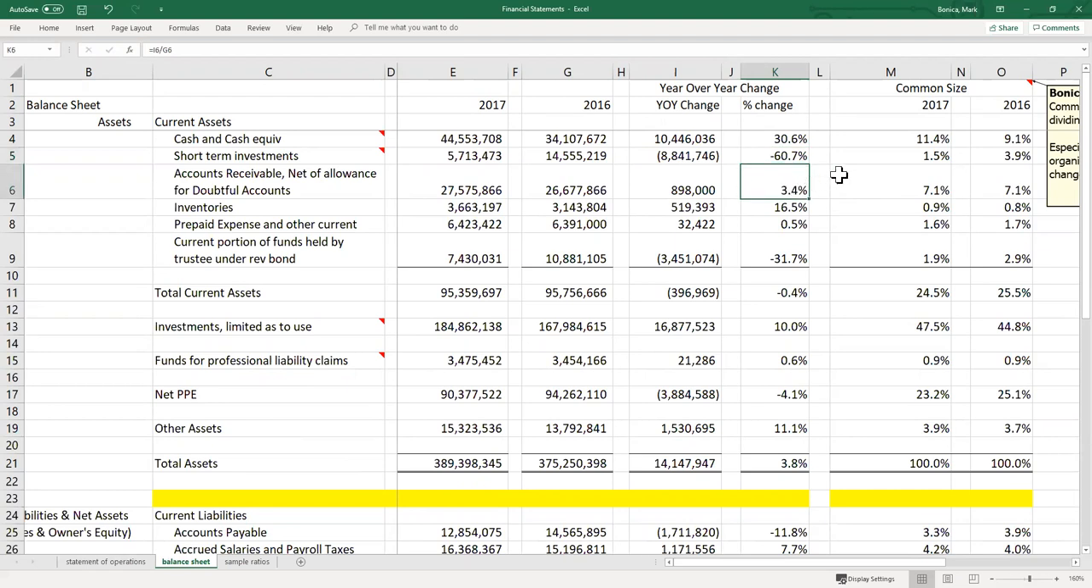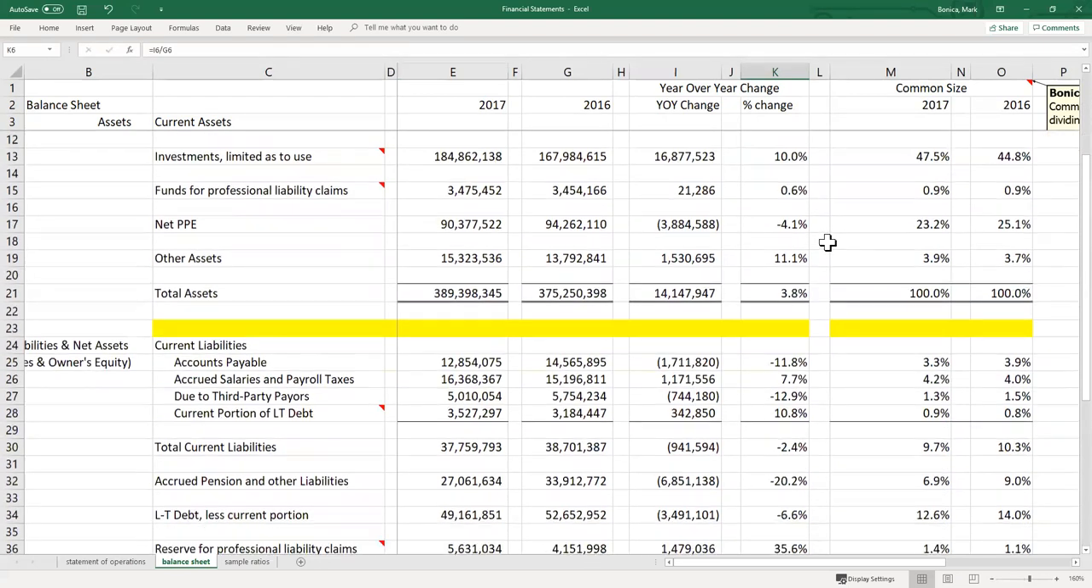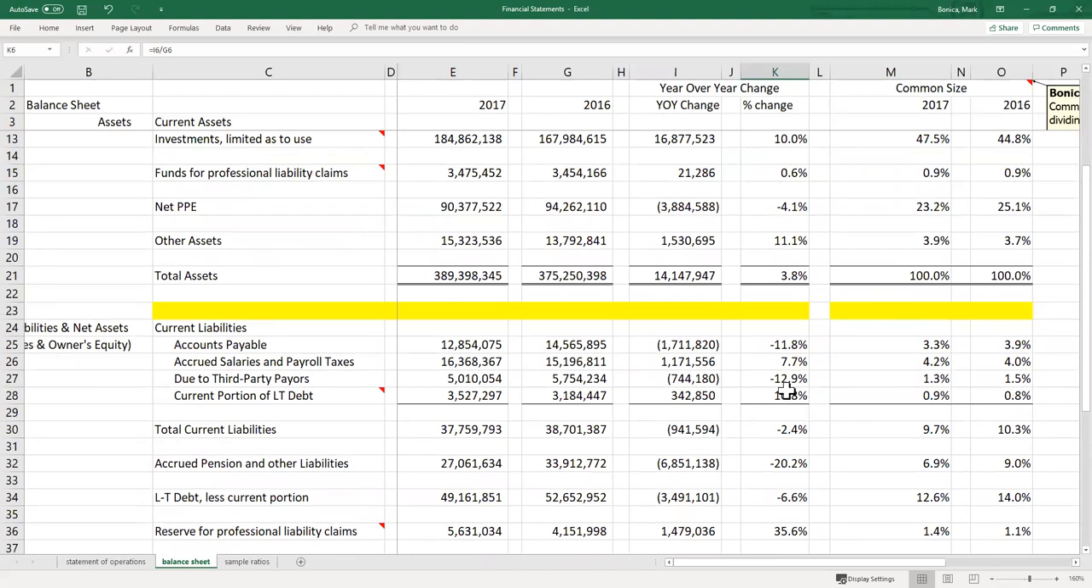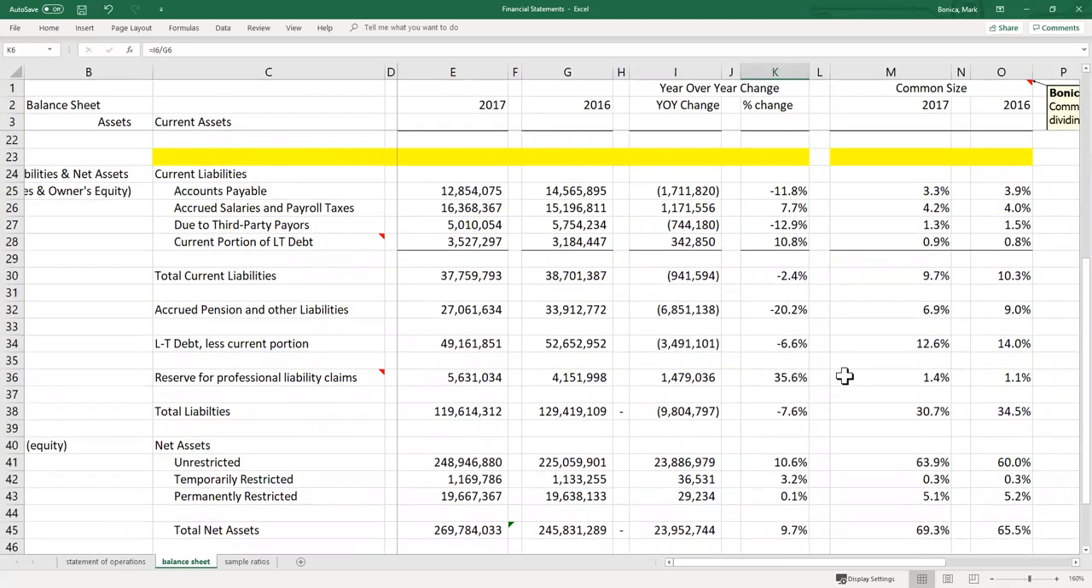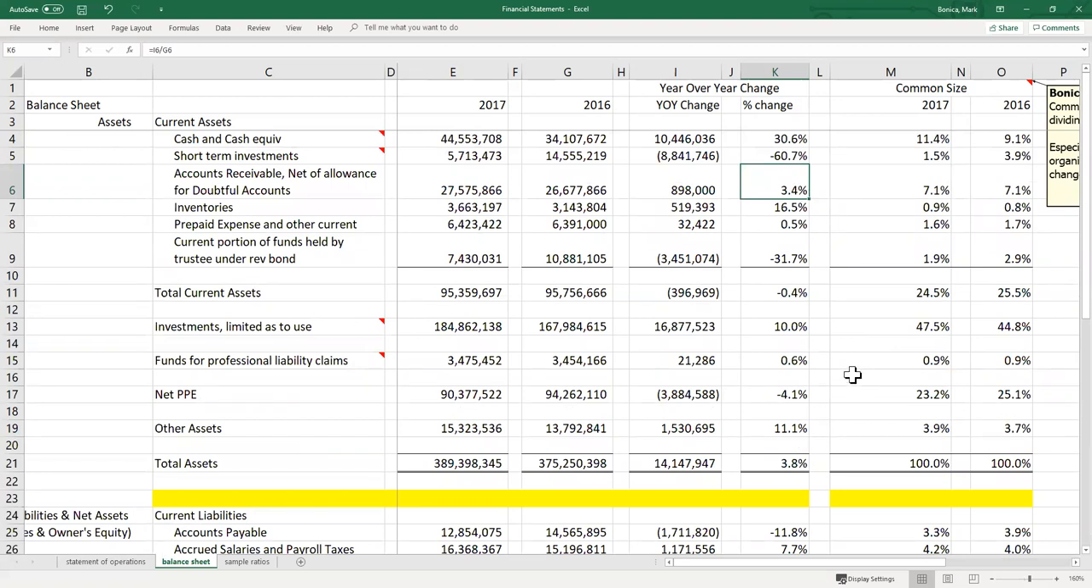A 3.4% change in allowance for doubtful accounts, well, $1 million is not that much to this organization, and 3.4% is not that big a deal. So you'd want to scroll down and look at each of these changes, looking for both big absolute changes as well as big percent changes. Here is a 12% change. Well, that's a big percent, but it's only $700,000. So I'm not going to get super excited about that, right? Big percent change, relatively small absolute change. It's useful to look at this percent change to start to generate questions, right? So you want to use the year over year change to help you generate questions.